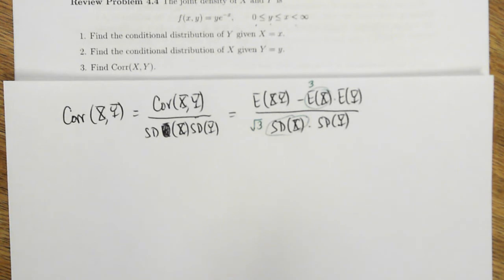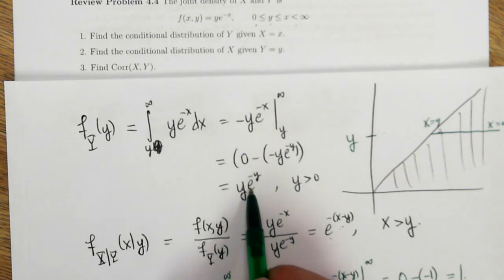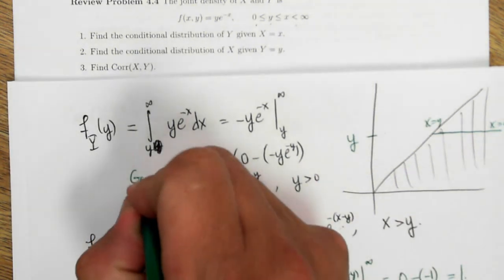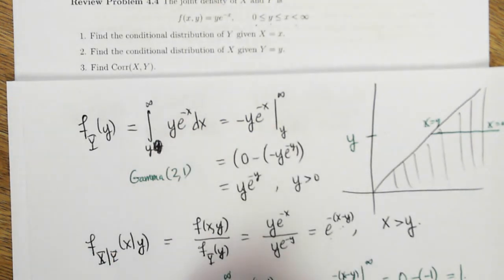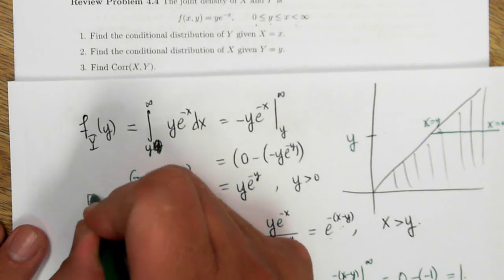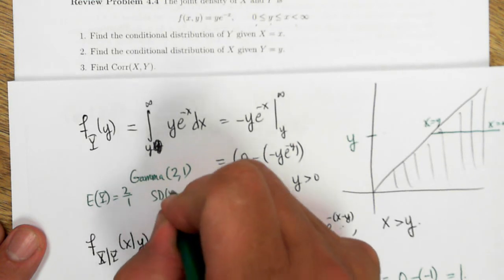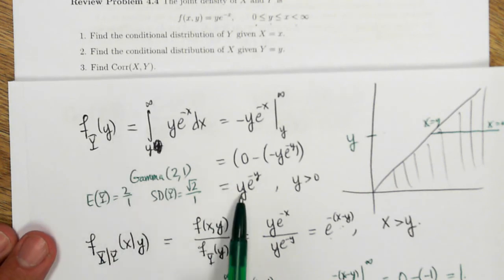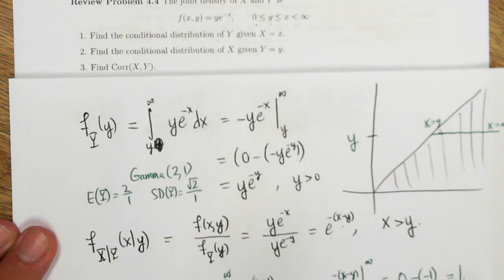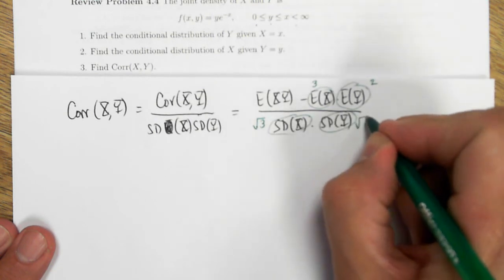Now let's take a look back at the marginal density for y, which I figured out earlier was y times e to the minus y. And I recognize this as the gamma distribution once again, but this time with parameters 2 and 1. And so I know right off the bat that the expected value of y is equal to r over lambda, and the standard deviation of y is equal to square root of r over lambda. So I don't need to directly find the expected values because I know what this is. And so coming back to my formula, I know this is 2, and I know this is square root of 2.